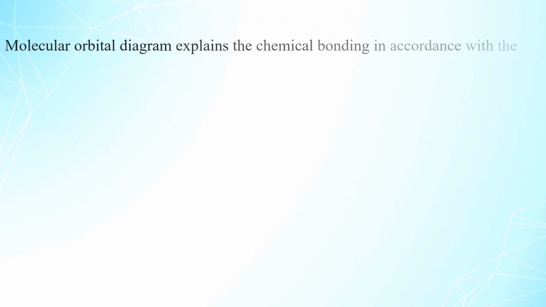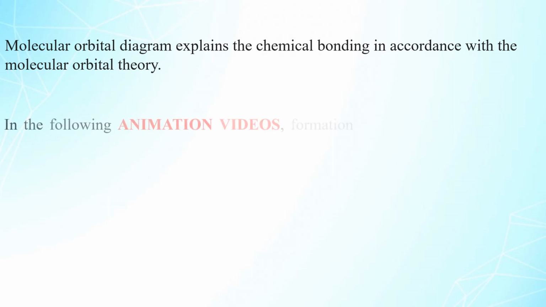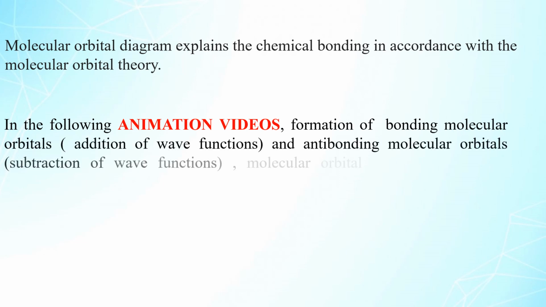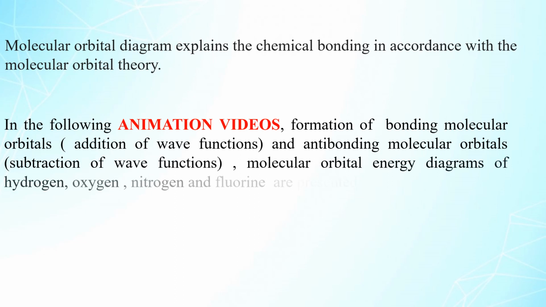Molecular orbital diagram explains the chemical bonding in accordance with the molecular orbital theory. In the following animation videos, formation of bonding molecular orbitals, addition of wave functions, and antibonding molecular orbitals, subtraction of wave functions, molecular orbital energy diagrams of hydrogen, oxygen, nitrogen, and fluorine, are presented.